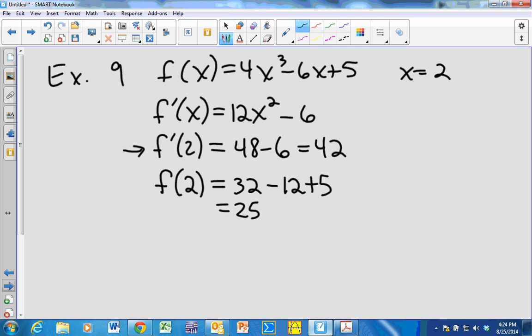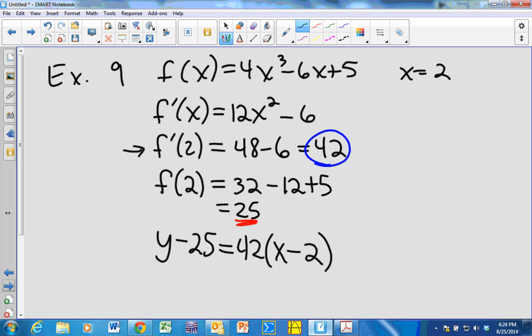It says write an equation. If you see write an equation, you use point slope form. Y minus the y value of my point. I just found the y value. It's 25 equals the slope. Well, f prime evaluated at a number is the slope. So 42 times x minus the x value, which was 2. And then I'm done, and I just stop there. Because remember, we don't want to do anything else because it just said an equation. It didn't say put it in slope-intercept form or anything, so just leave it just like it is.